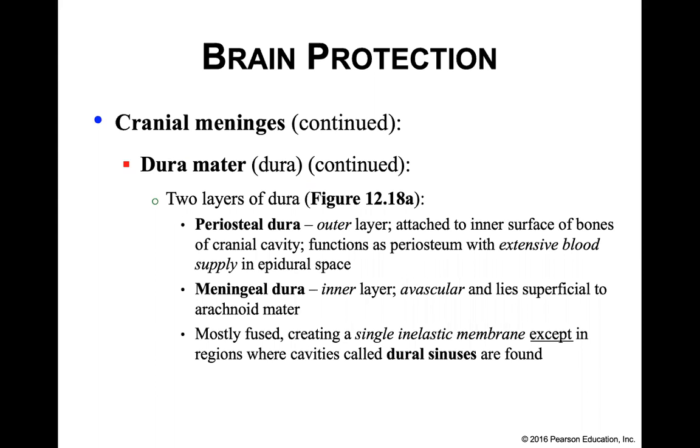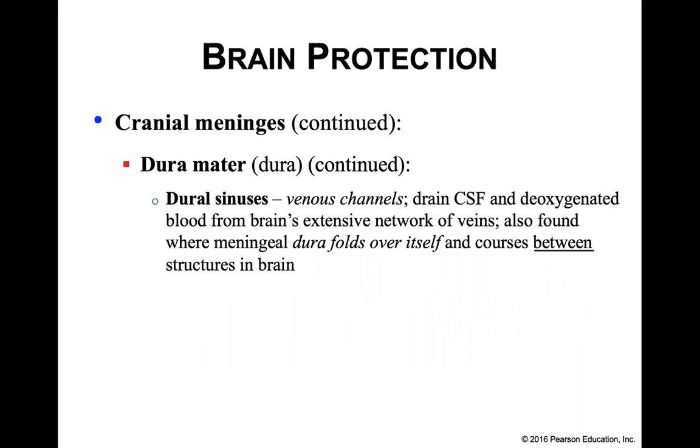The dura is mostly fused, creating a single inelastic membrane, except with regions where the cavities, called dural sinuses, are located. We'll define those. The dural sinuses, these are venous channels that drain cerebrospinal fluid and deoxygenated blood from the brain's extensive network of veins. So you have cerebrospinal fluid, which is providing the oxygen and nutrients, but then as that exchange occurs and you start to have CO2 and waste products, that will then be drained through the venous system of the brain, and that will go through the dural sinuses here.